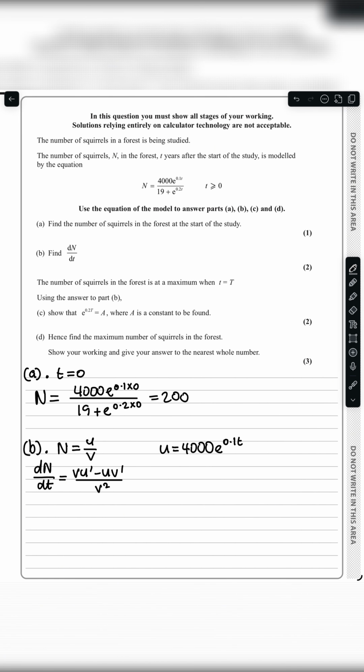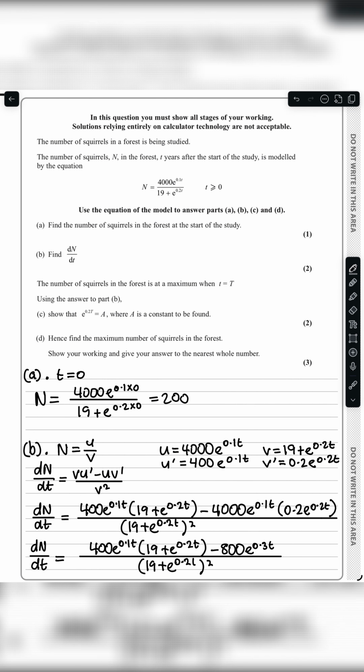So given that u equals 4000 e to the power of 0.1t, u dash equals 400 e to the power of 0.1t, and v equals 19 plus e to the power of 0.2t, therefore v dash equals 0.2 e to the power of 0.2t. So when we substitute each of these expressions into the equation for dn by dt, we get this as our final answer.